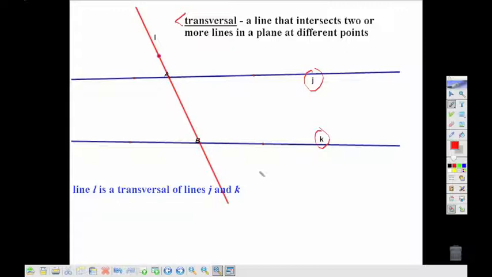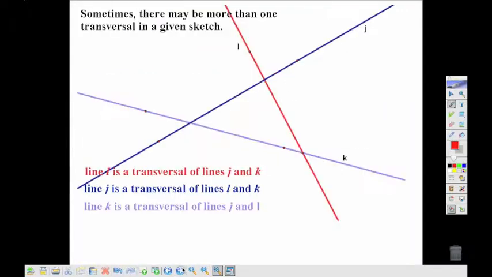So we say line L is a transversal of lines J and K. So even if they're all crossing like this, I can say line L is crossing J and K, so it is a transversal of lines J and K. Okay, if I look at line J is crossing L and K, so line J is a transversal of lines L and K. Looking at K crosses both of those lines, and so K is a transversal of both L and J.